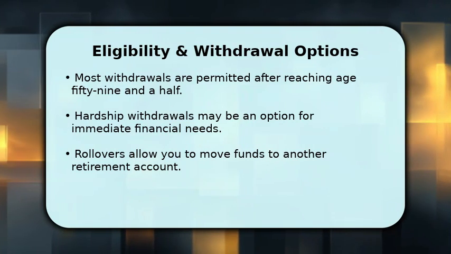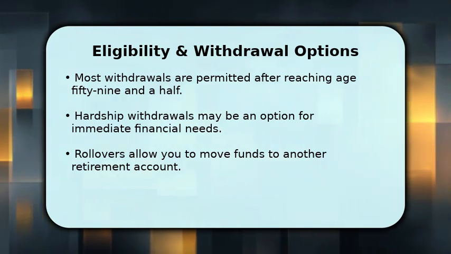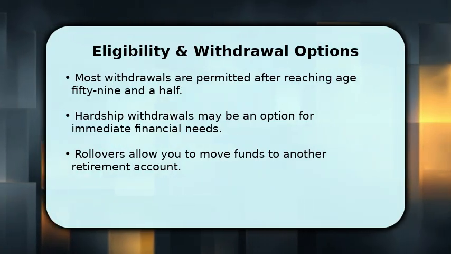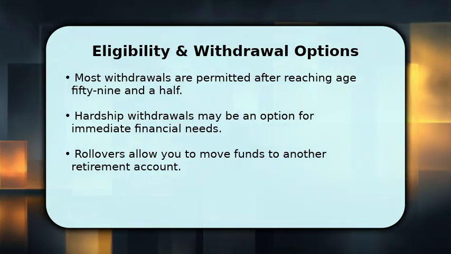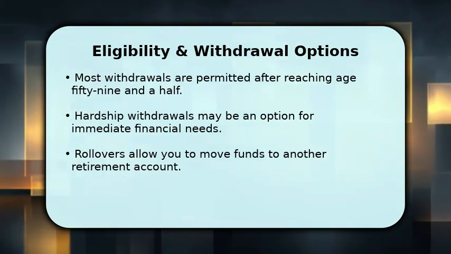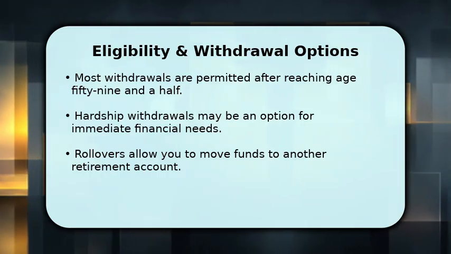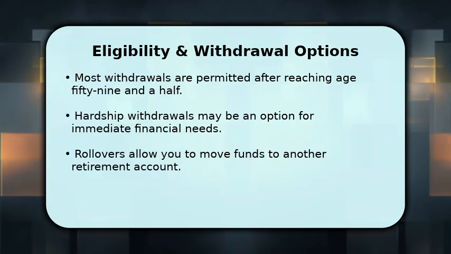Generally, you can take penalty-free withdrawals from your 401k once you reach age 59 and a half. However, certain situations, like a documented financial hardship, might allow earlier access to your funds. Another common option is a rollover, where you transfer your funds to an individual retirement account or another qualified plan. Each option has specific rules and conditions you'll need to understand before proceeding.